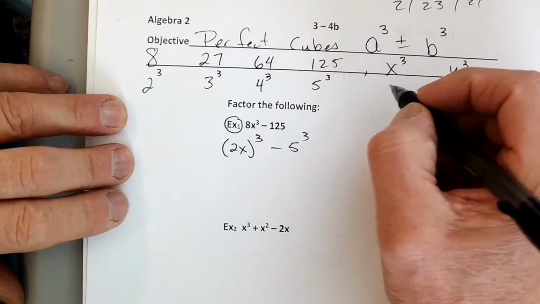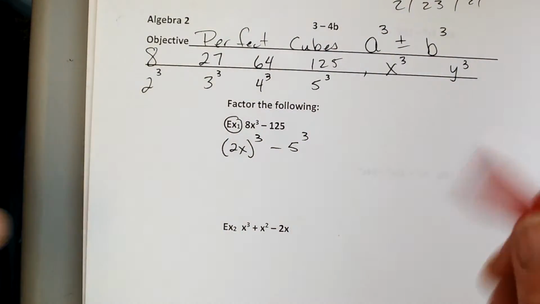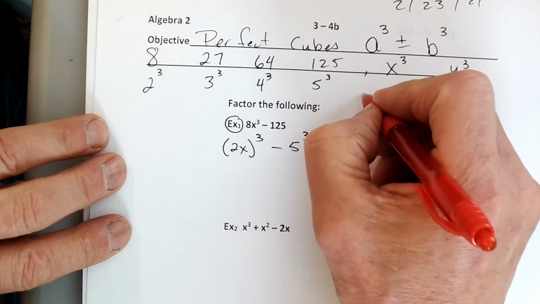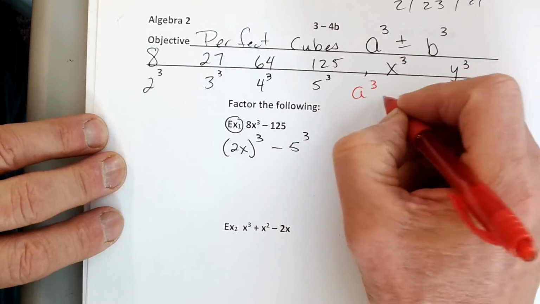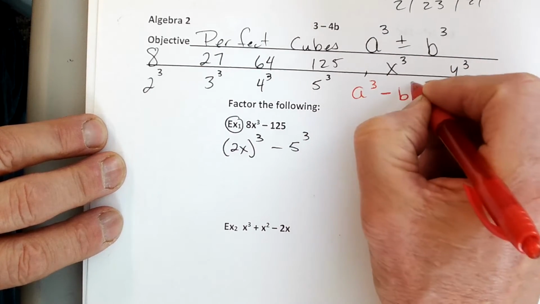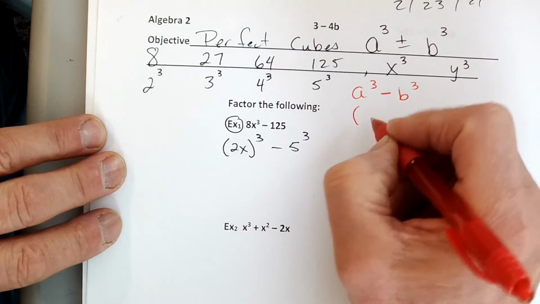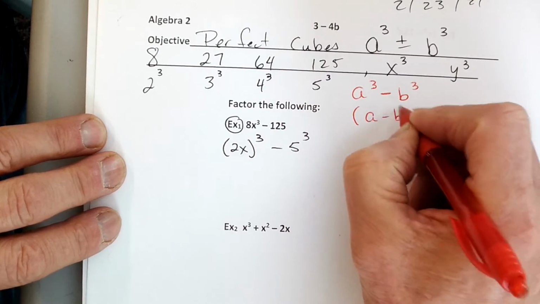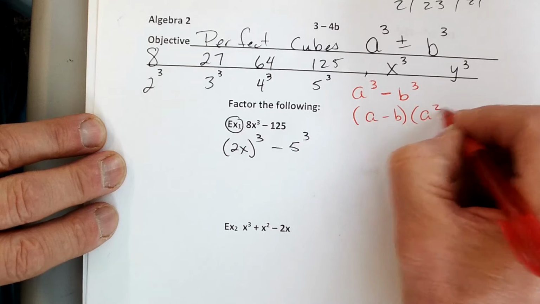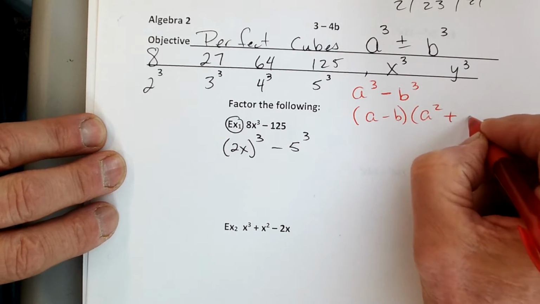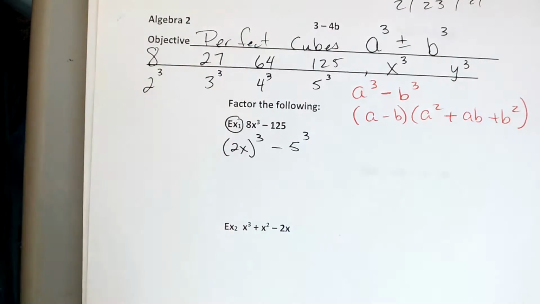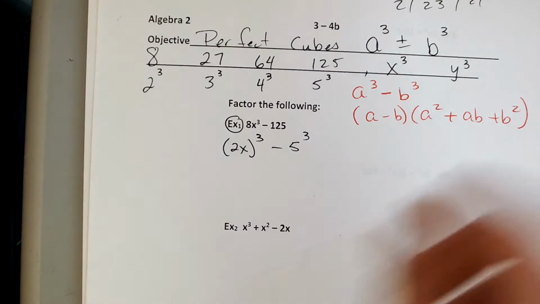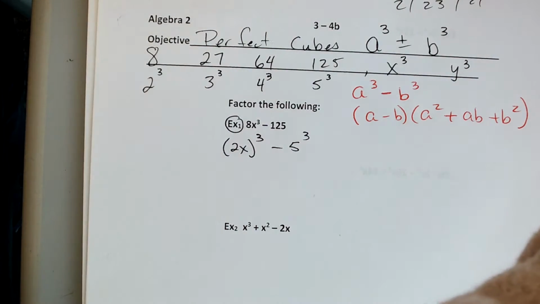I want you to write this formula down, all right, in a different color, okay? We have a cubed minus b cubed factors into a minus b times a squared plus ab plus b squared. Okay, write that down. That's our formula for the day. This is our super important formula. It's really easy as long as we have this formula, okay? So write that formula down, okay?